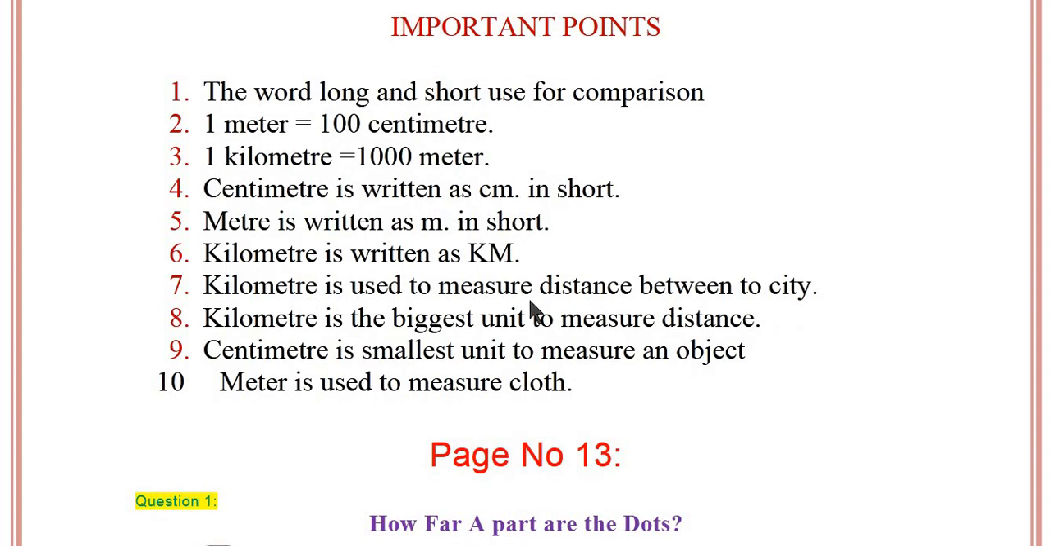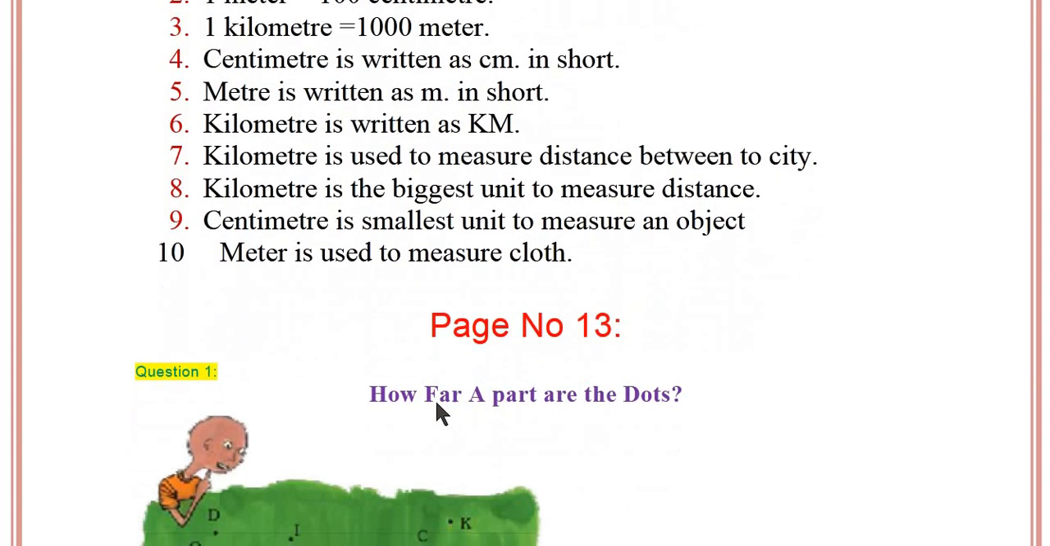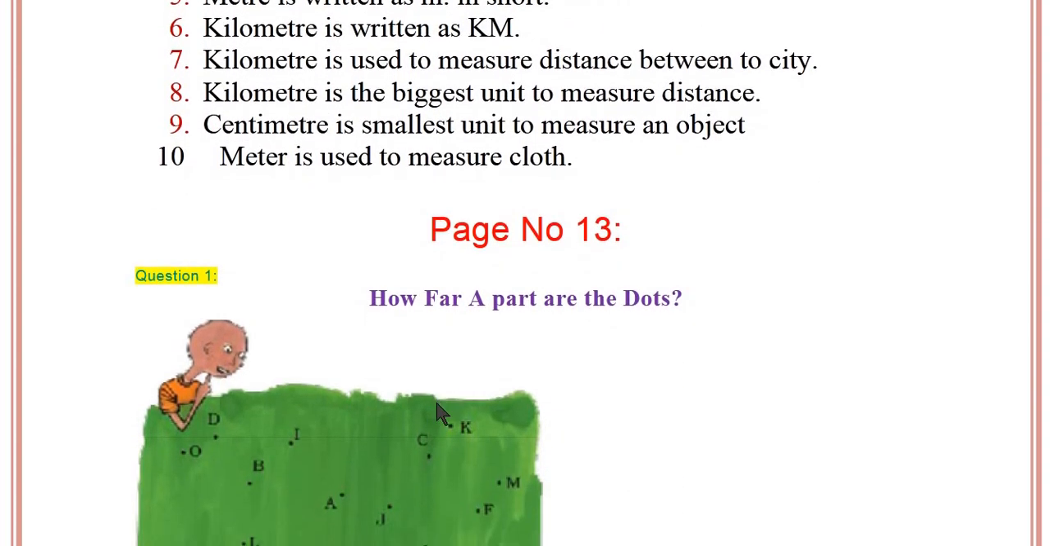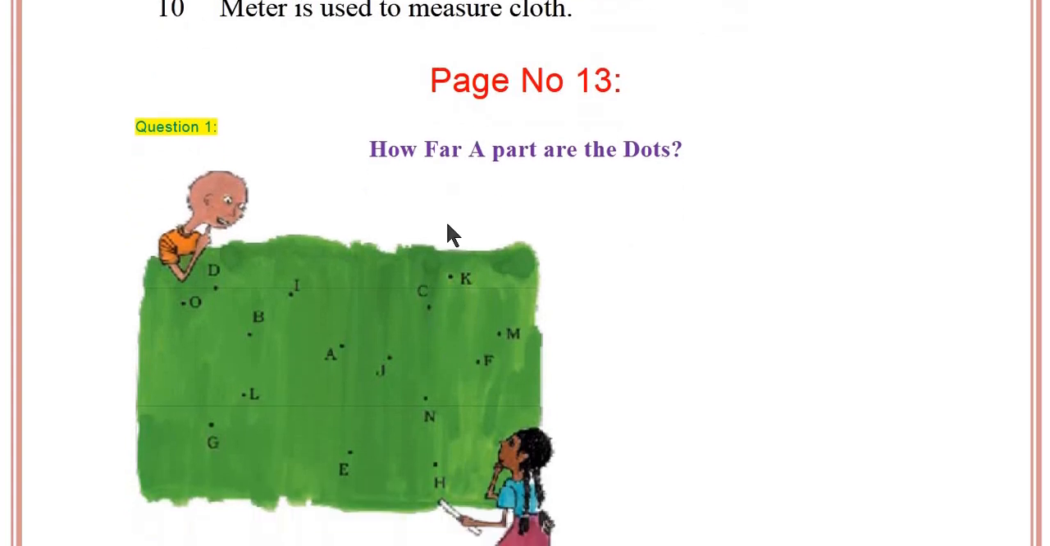Kilometer is used to measure the distance between two cities. Kilometer is the biggest unit to measure distance. Centimeter is the smallest unit to measure an object. Meter is used to measure clothes or any other object.